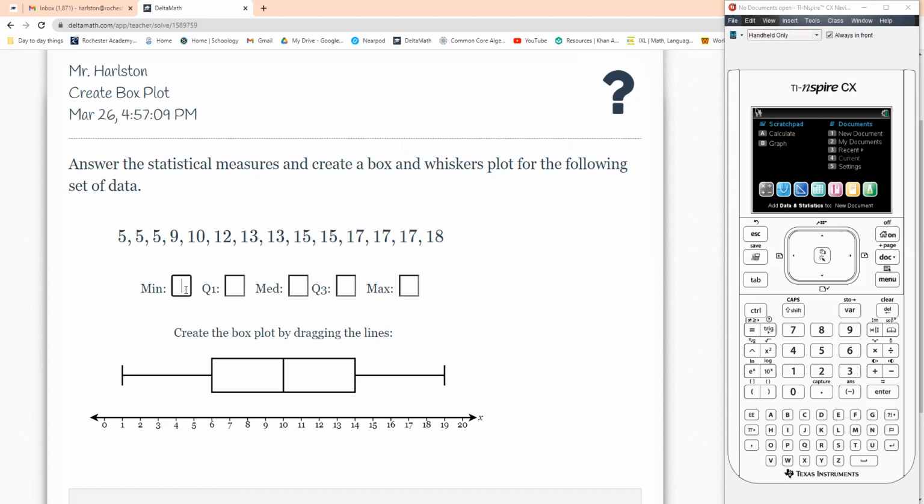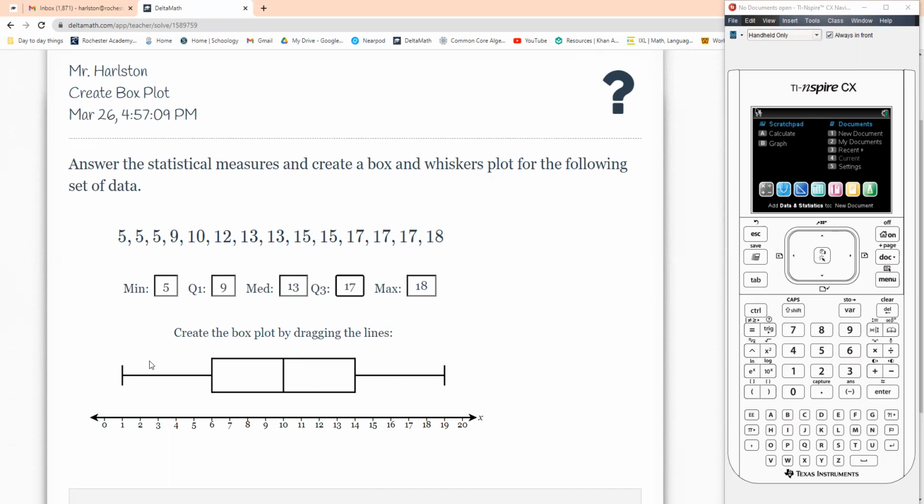It was 5, 9. I know this is 18. So let me go look at those numbers again, 13 and 17. So I go back here, it's going to be 13. This is going to be 17 for the third quartile.